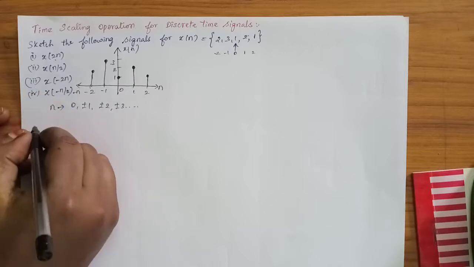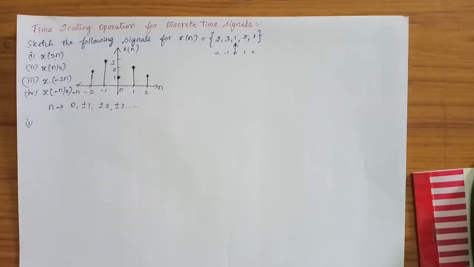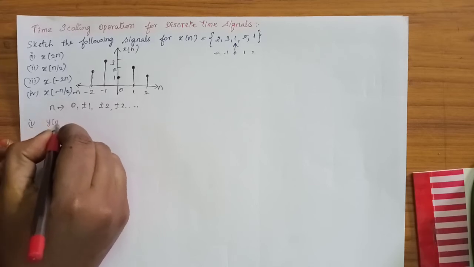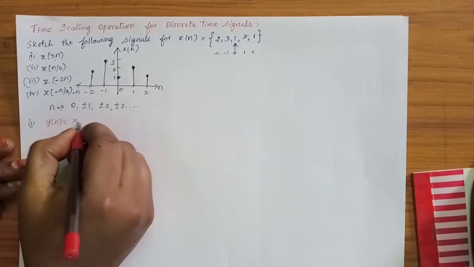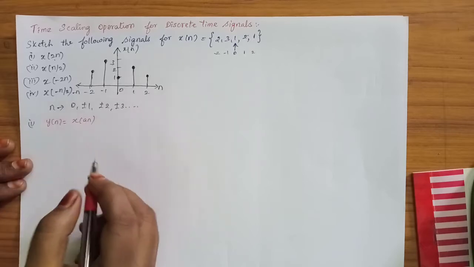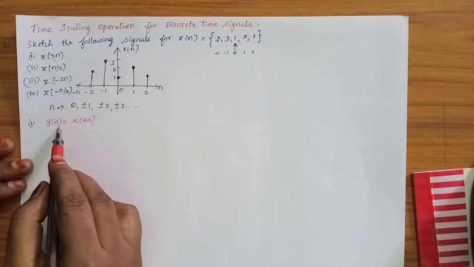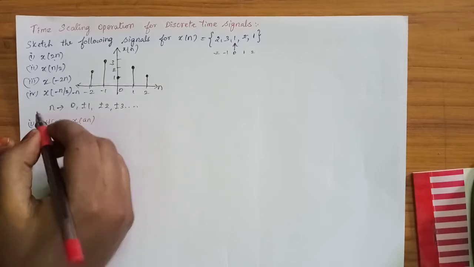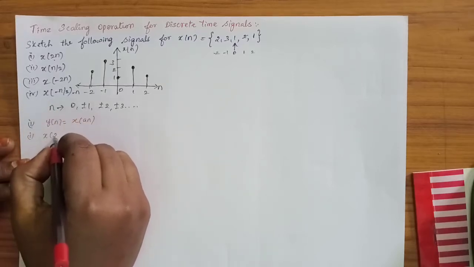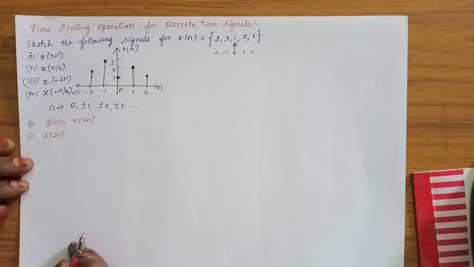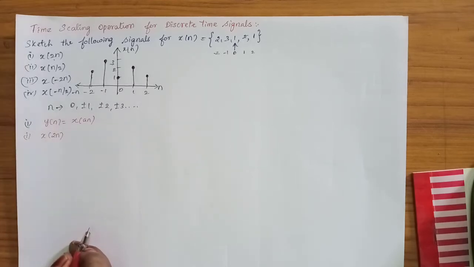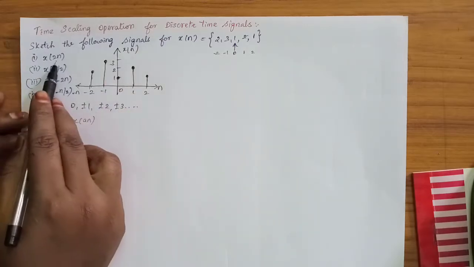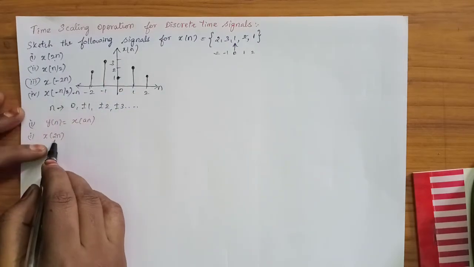So first we'll see x of 2n. We know that y of n is equal to x of an. This is a representation of time scaling operation in discrete time signals. So first case x of 2n. I am going to plot directly by dividing the limits by a. So here the a value is 2.